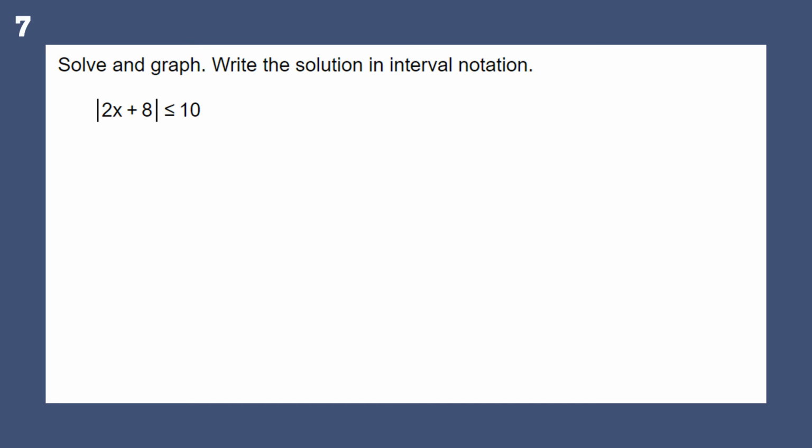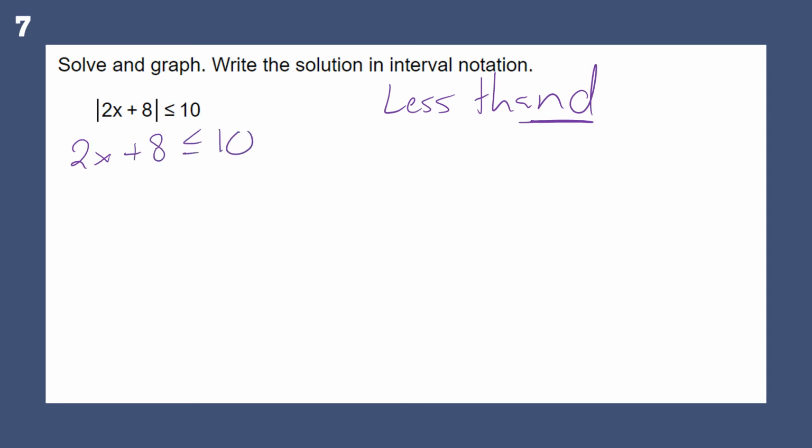Here's an absolute value, and this one is a less than. I want to give you a little heads up here. When we have an absolute value and it's less than, I want you to think about it as less than, okay? So here's what that's going to look like. The first thing we're going to do is write it twice. 2x plus 8 less than or equal to 10, and 2x plus 8 is greater than or equal to negative 10. We change the sign, and we flip it.